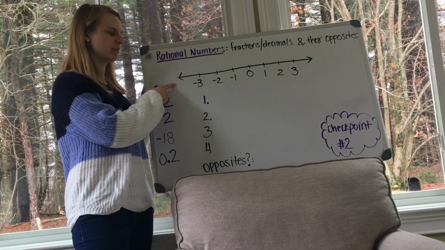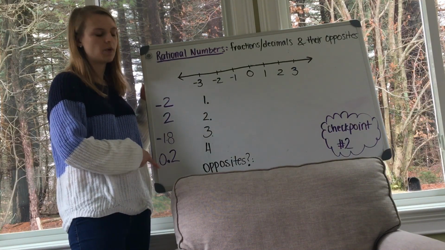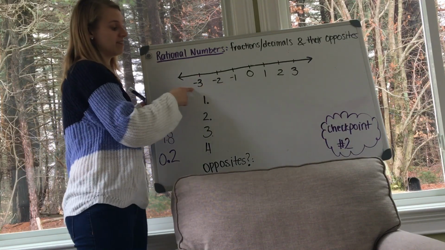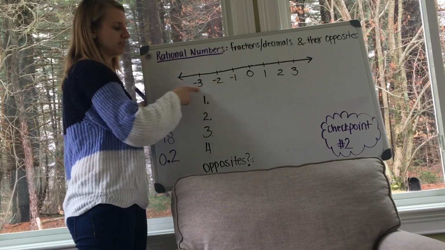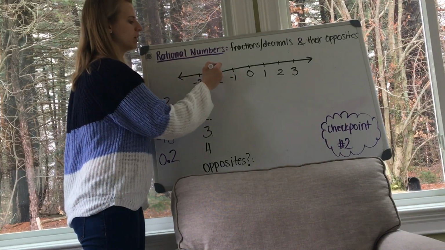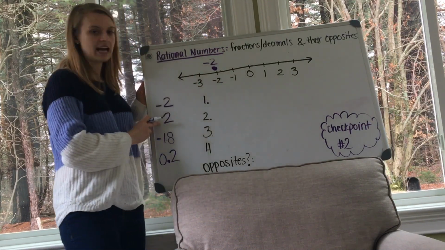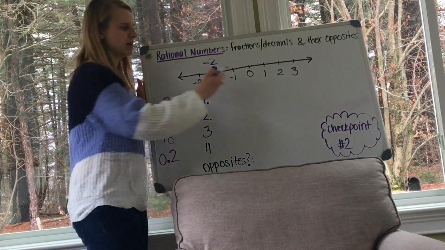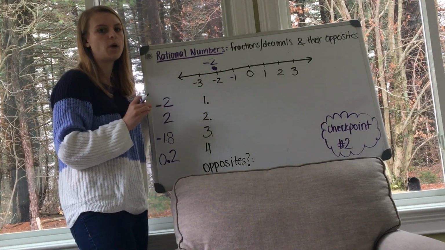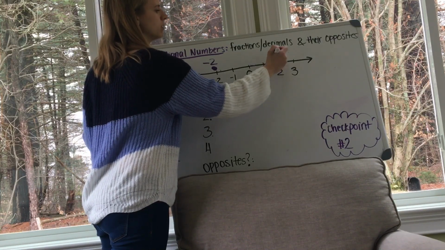So again, we have our number line, and we're going to place these 4 numbers on the number line. We're going to start with -2. So -2 is going to be on the negative side of the number line, to the left of 0, and it is 2 away from 0. So we're going to put it right over -2, and we're going to label it -2. Next, we have +2. It's going to be on the right side of 0 because it's a positive number, and it is 2 away from 0. 1, 2, right above 2.